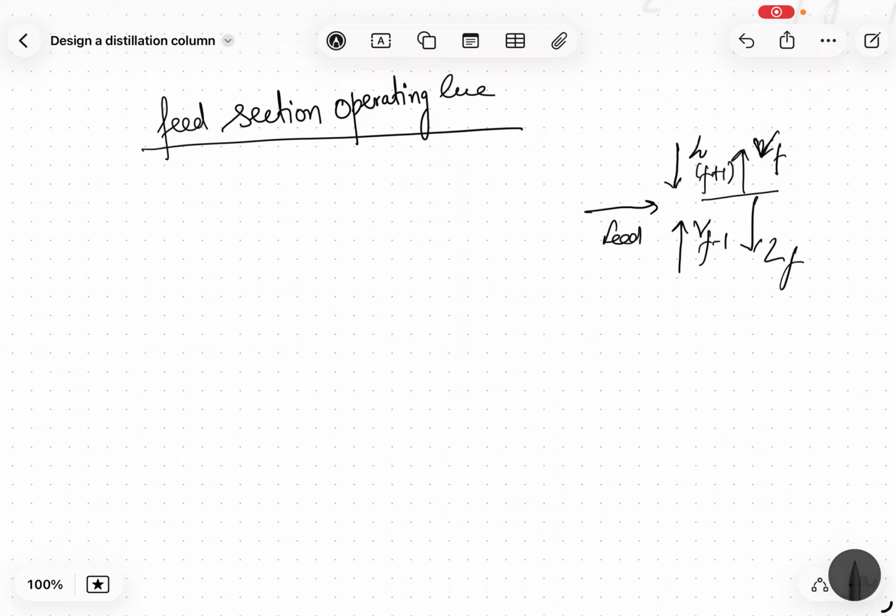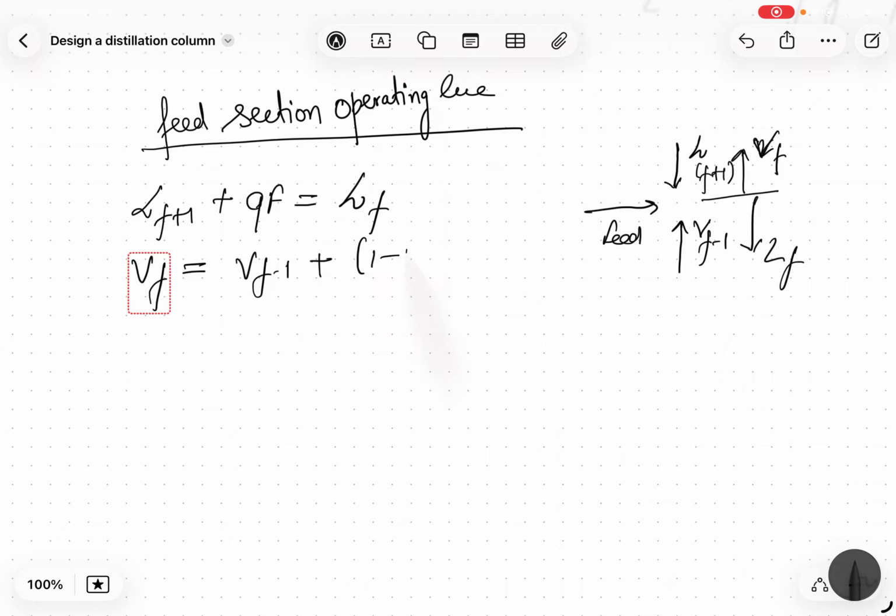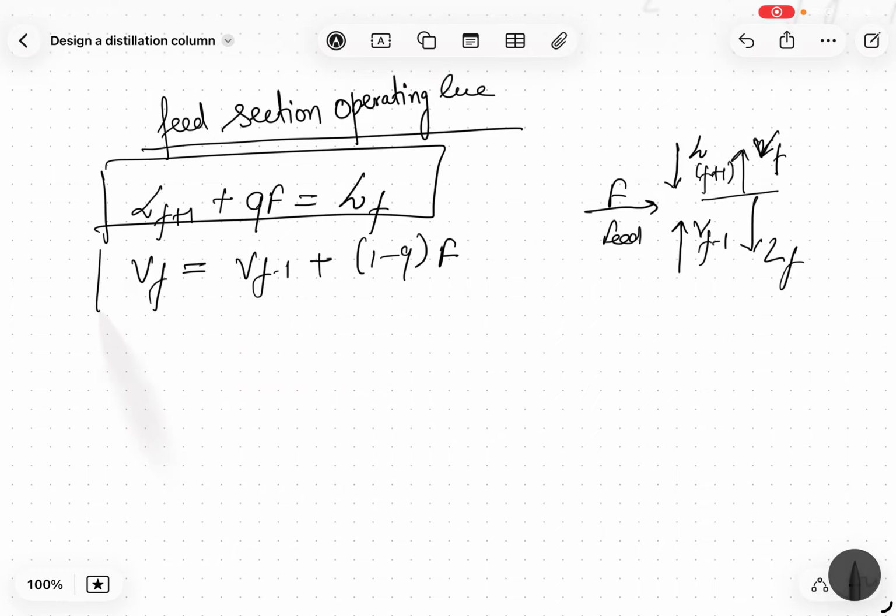At a feed tray, the mass balance is this: the amount of liquid that is coming plus the amount of liquid that is added by the feed, that is QF, is equal to the amount of liquid that is leaving. Similarly, the amount of vapor that is leaving is equal to the amount of vapor that is coming plus 1 minus Q times the feed flow rate F. So these two are the equations.